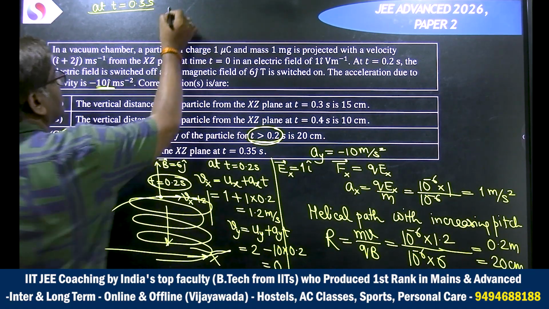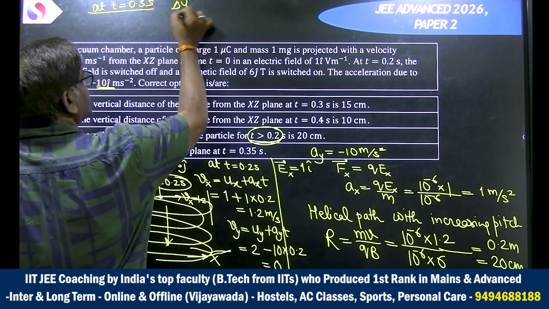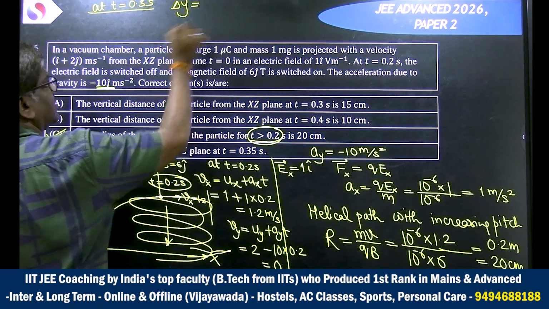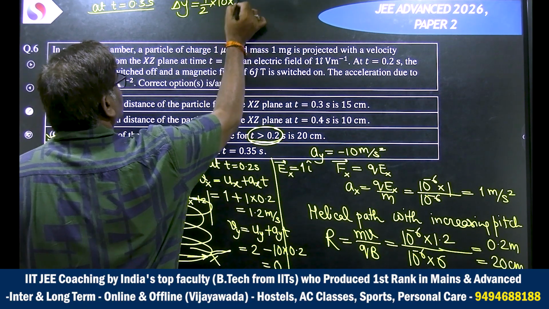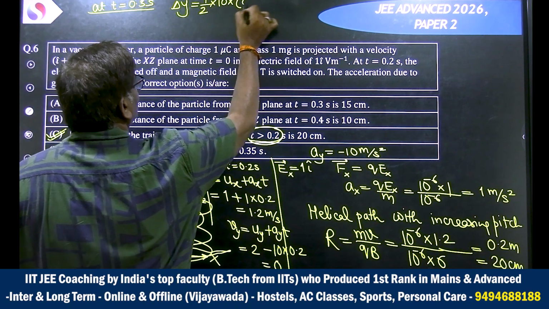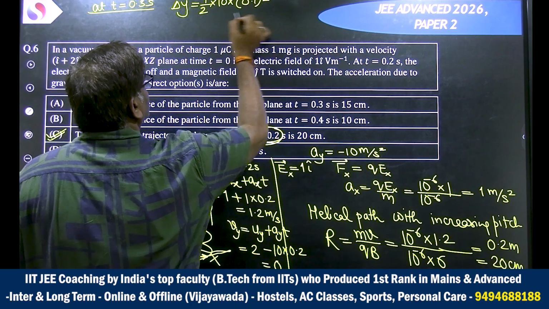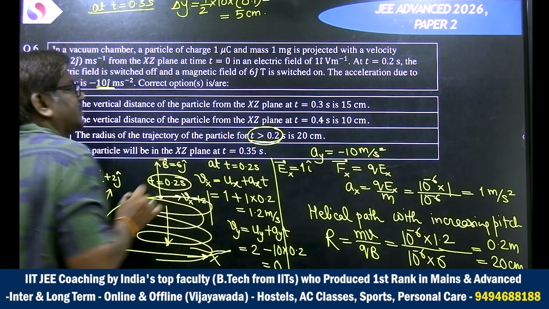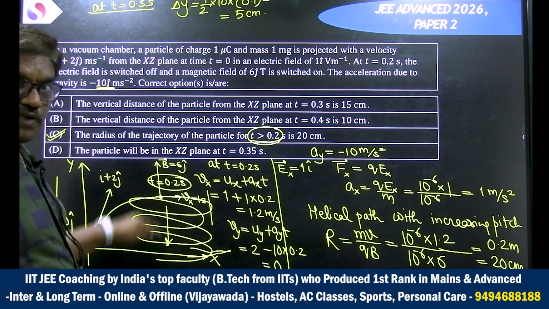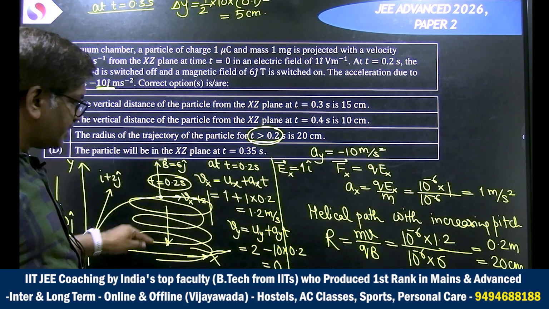That means how much will the y coordinate change in that 0.1 second? So you will say half into ay, that is 10, into (0.3 minus 0.2, that is 0.1) whole square. If we solve, we are getting 5 centimeter. That means in the vertical direction, it will move 5 centimeter.